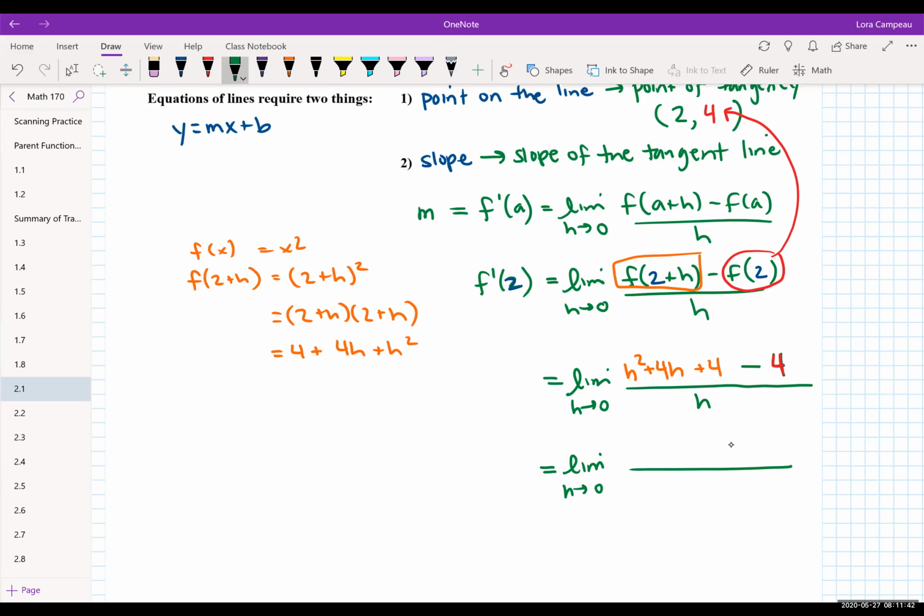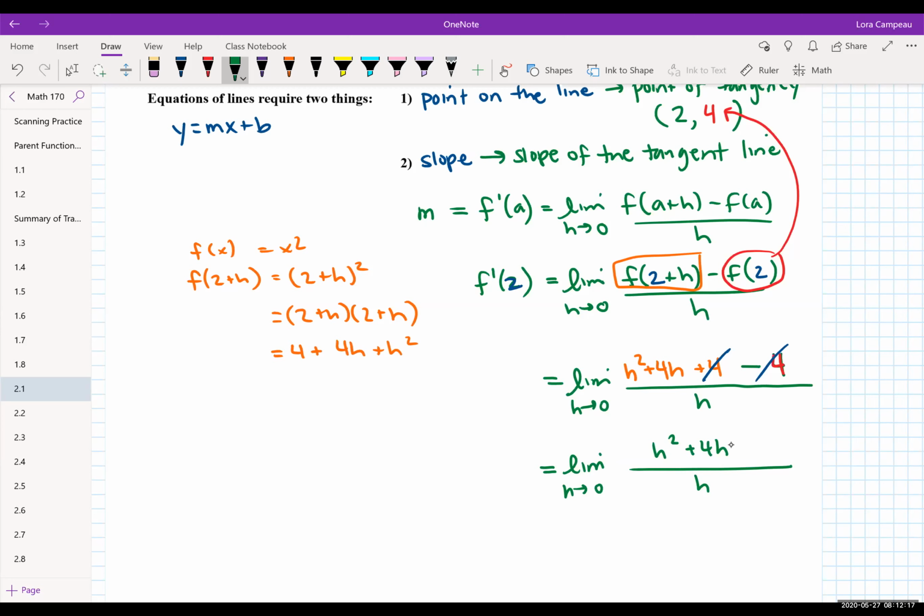Before I try to calculate the limit, I want to see if there's anything I can do to simplify this argument here. So to me, it looks like I'm able to neutralize the 4 and the minus 4. So I can look at this as h squared plus 4h over h. And notice we can't quite plug in h equals 0, no direct substitution yet, because h equals 0 makes the denominator 0, which makes the function undefined.